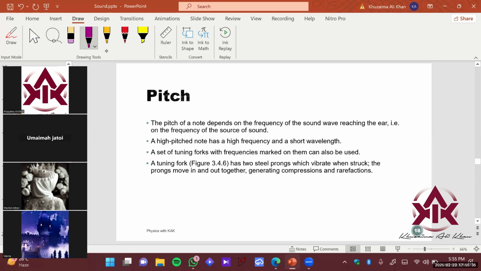So again, what is pitch? Pitch is basically the frequency of the sound wave, right? It is the frequency of the sound wave. It comes in your MCQs, okay? So pay attention.